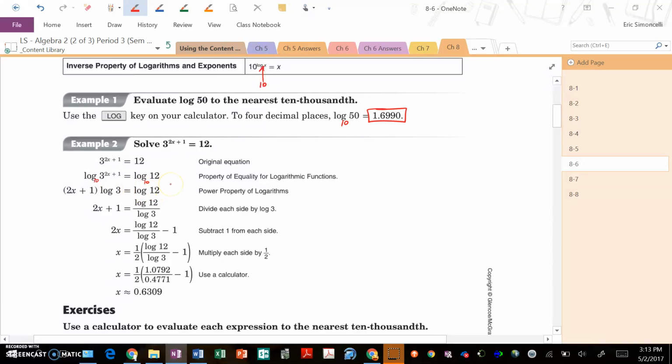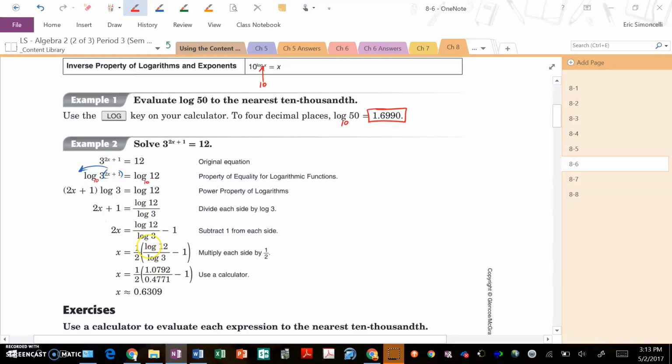I'll talk later briefly about those two bases not necessarily being 10, but in this case they are. And when you do that, just like we've done in the past with powers, move the exponent up in front of the log, so it's 2x plus 1 times log 3, and that equals still log 12. I won't continue to write the base 10 because it's implied. If we continue, we divide both sides by log 3. We subtract 1 from both sides, then divide by 2.